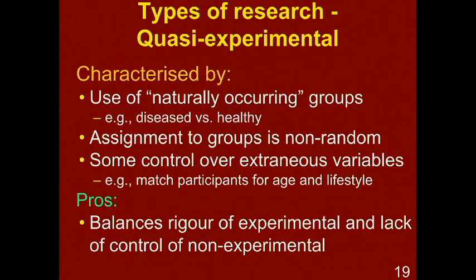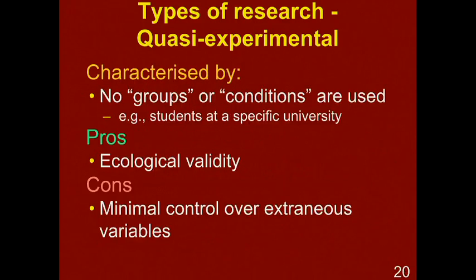So quasi-experimental offers a balance between getting experiment-like control with some practicalities. It's cheaper to do, it's easier to do, it has fewer ethical concerns, but the group comparisons are not as powerful or strong because there may be uncontrolled factors. So ecological validity, but less control.